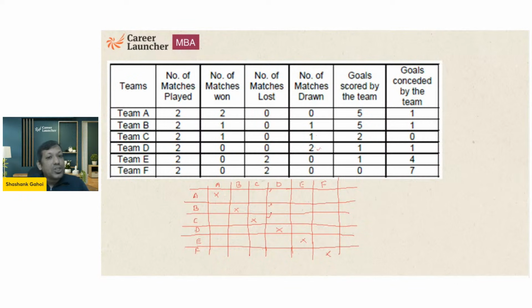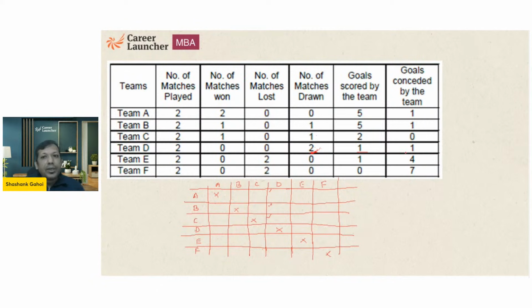There must be a match, and both matches must be draws. Because if D is drawing 2 matches, it means it must have them against 2 different teams. So which 2 other teams? That can only be against B and C.